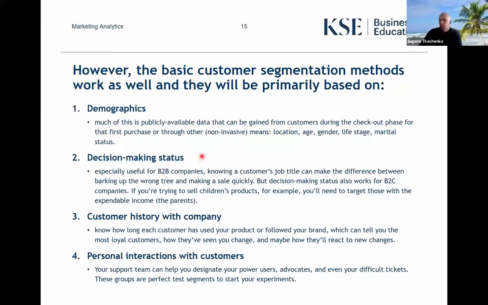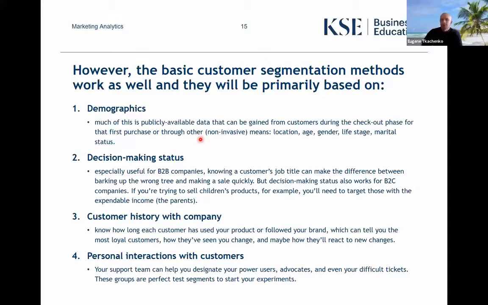Okay, cool. So basically, for the basic customer segmentation methods, we can start thinking about some of the ways we can put the data. First of all, if we are talking about primarily four categories, which are the most obvious ones, it can be demographic, decision-making status, customer history with the company, and personal interactions with the customer. So we can think of, for example, how much demographic data we have at this point. I'm talking about location, age, gender, life stage, and marital status.